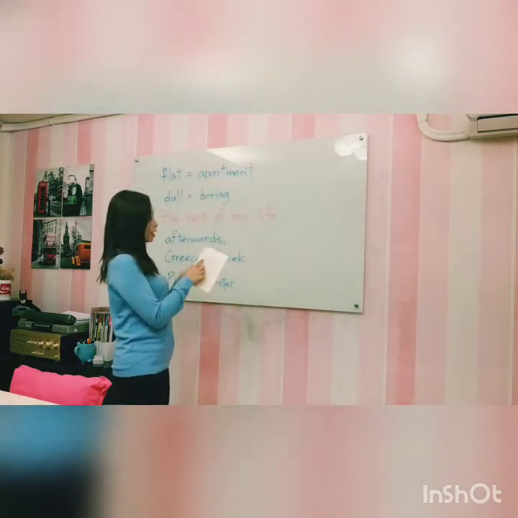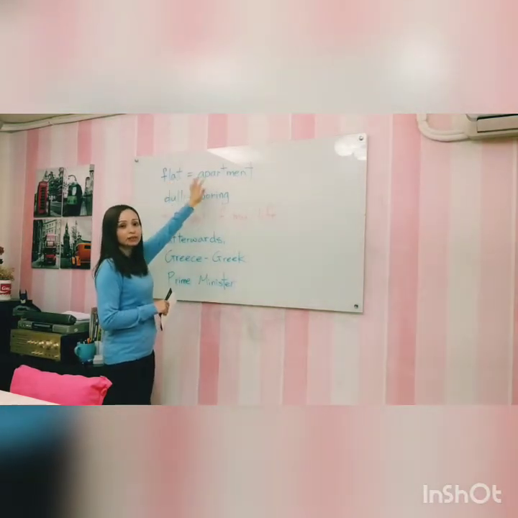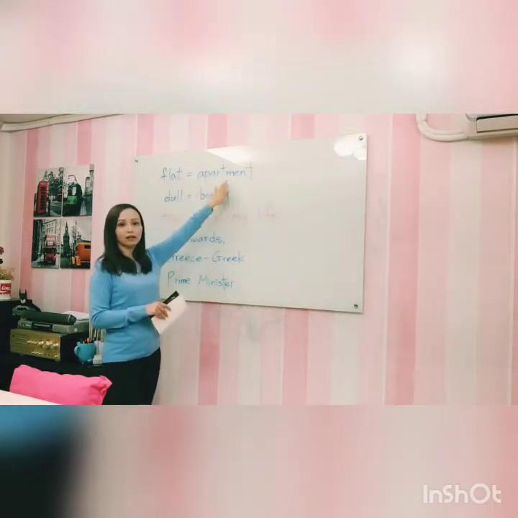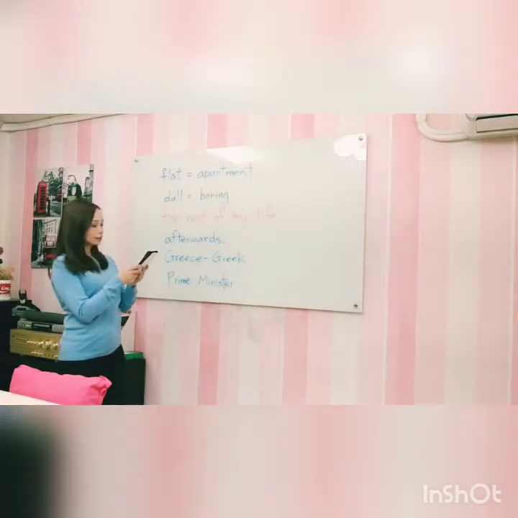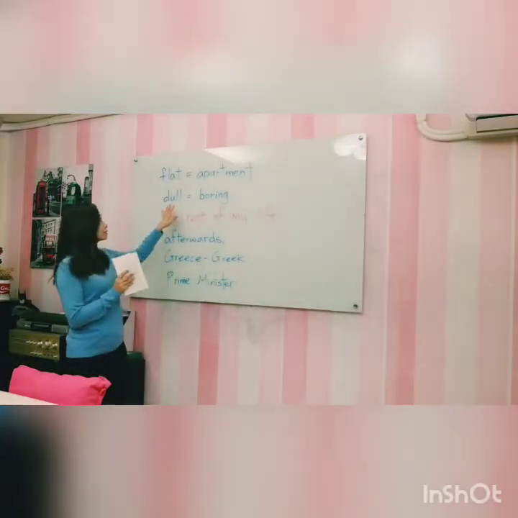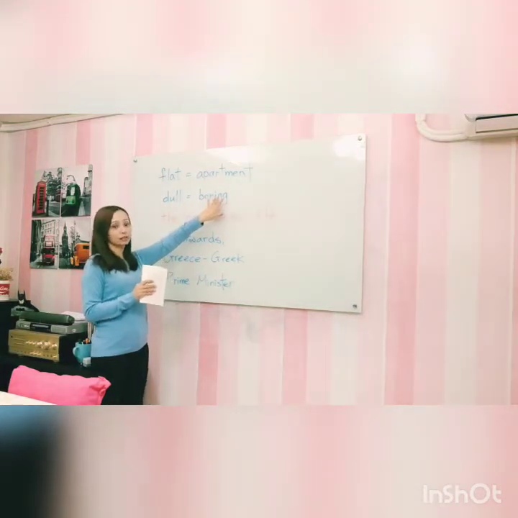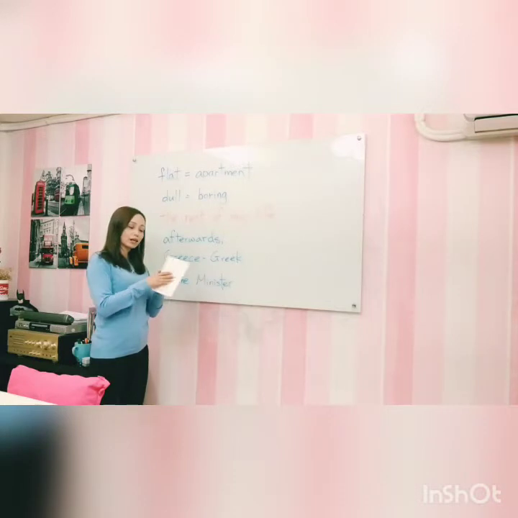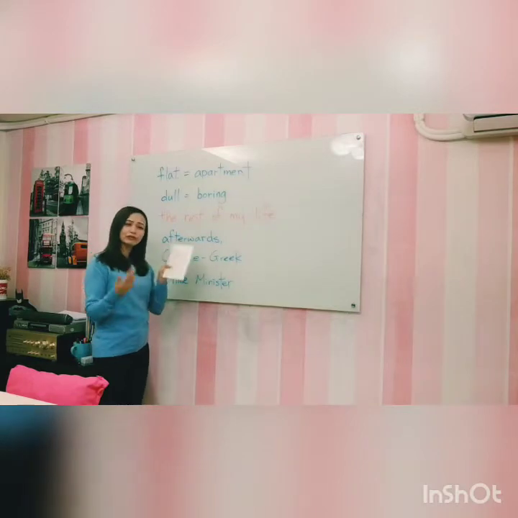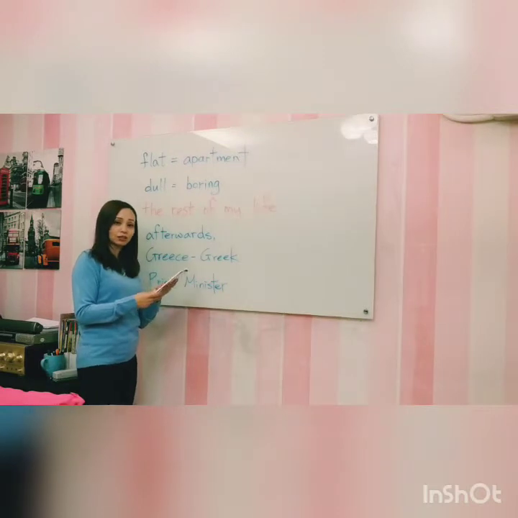Okay. In the first line, you see the word flat. Flat in British English means apartment in American English. So it's actually the same thing. Okay. The second keyword is on the fourth line, where you see the word dull. Dull in British English means boring in American English. So if you have the book, you can jot down the meaning of the word. Or if you're really not sure what it means, you can always look it up in a dictionary.